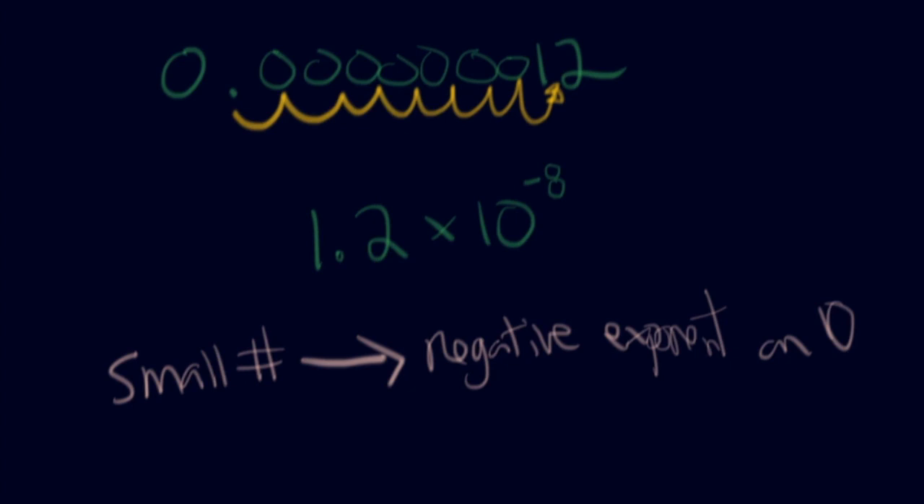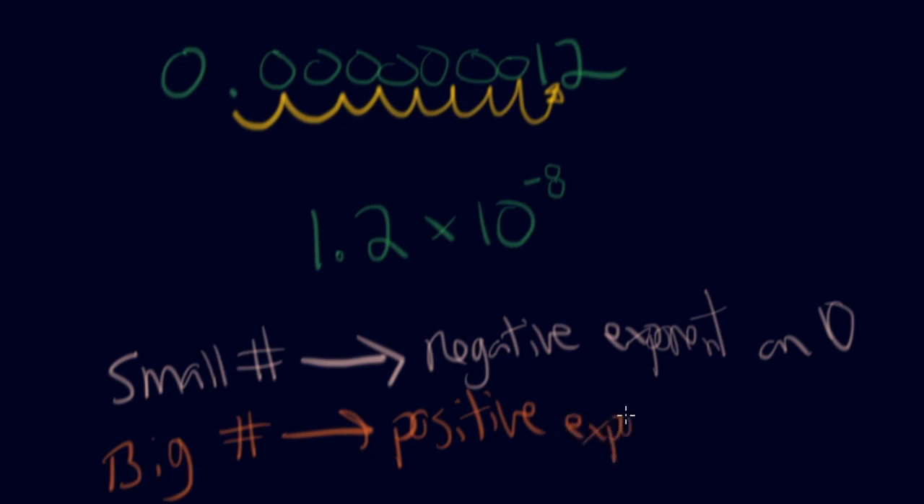And if it's a big number, like that 5 billion that you just had, you're going to have a positive exponent on the 10. Does that make sense? I hope so. All right, leave that there. That looks nicer. So got to keep that in mind. That's an easy way to kind of think about it.